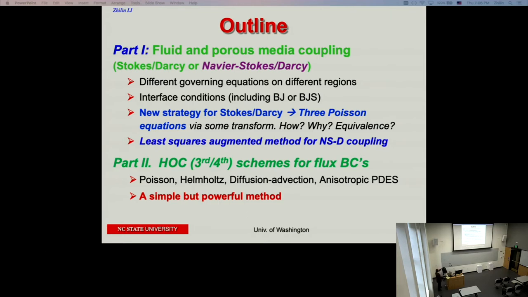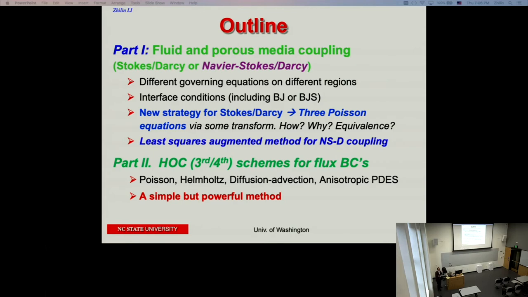Then the second part is something I did recently. Many people probably know it, which is in standard textbooks: the fourth order compact scheme. But how about the boundary condition? Because that's how we do research.